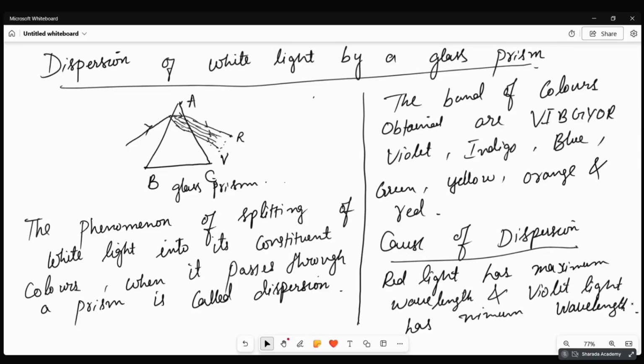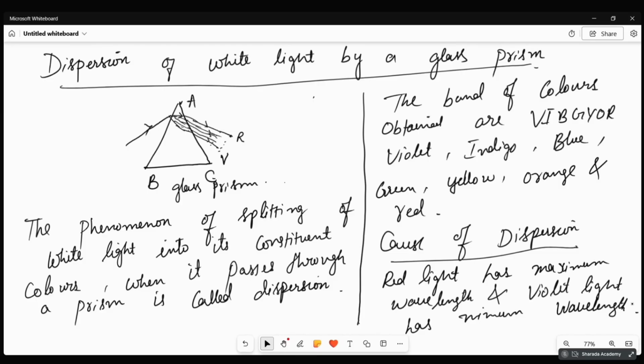So, what is the reason for this dispersion? White light has 7 colors, correct? Each color has a different wavelength. Red has the maximum wavelength and it keeps on reducing. Violet has the least wavelength. In air or vacuum, all the colors travel with the same velocity, even though they have different wavelengths.